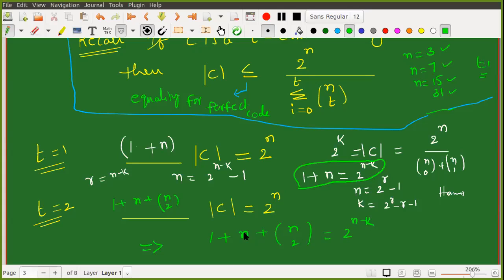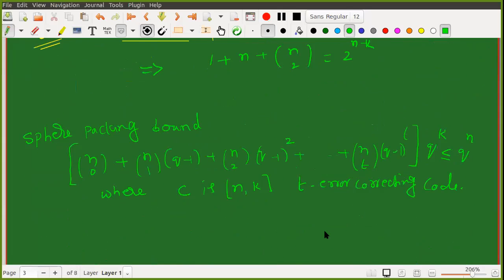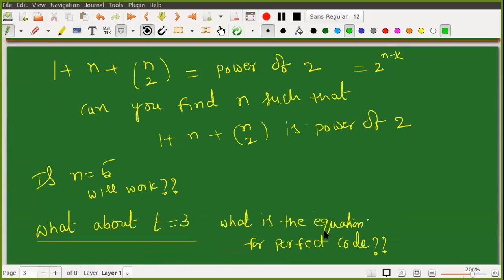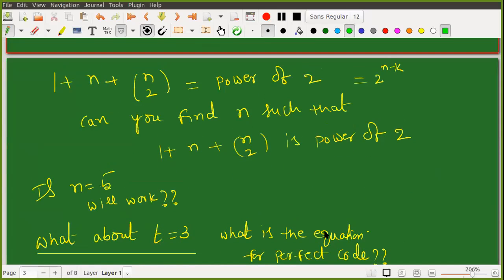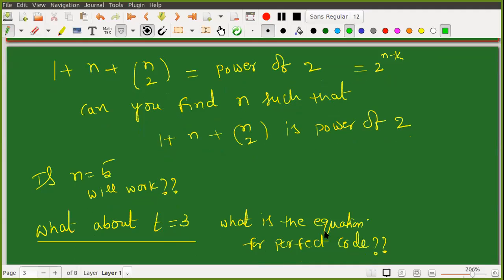Very good. So now I want numbers such that 1 plus n plus n choose 2 is equal to 2 power something. Can you find n such that 1 plus n plus n choose 2 is a power of 2? Will n equal to 5 work? Can we check? 1 plus 5 plus 5 choose 2. How much? 16. So it is working.